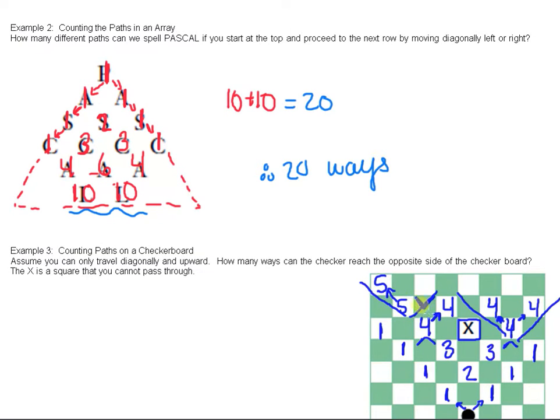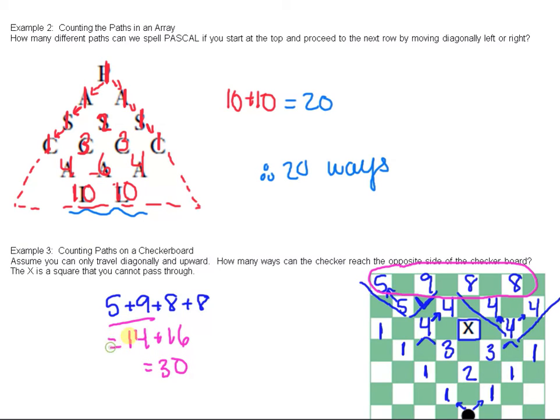But this one we can add, 5 plus 4, we get 9, 4 and 4 is 8, 4 and 4 is 8. So therefore, if we're looking at the number of ways we can get to the opposite side, we would just have to add up this entire row. Okay, so 5 plus 9, we get 14, 8 and 8 is 16, I get 30. So therefore, 30 ways.